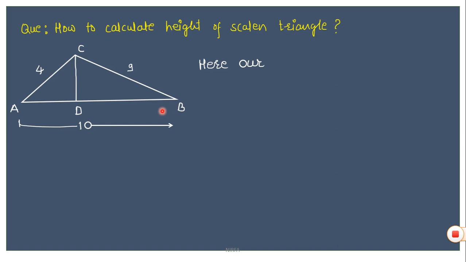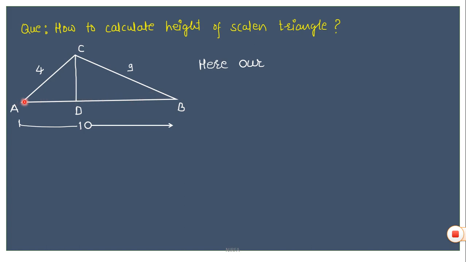Now only the height is needed, and therefore I'm just worrying about how to calculate the height of this scalene triangle. See, this height will divide this triangle into two right triangles. One is ADC and another is CDB.